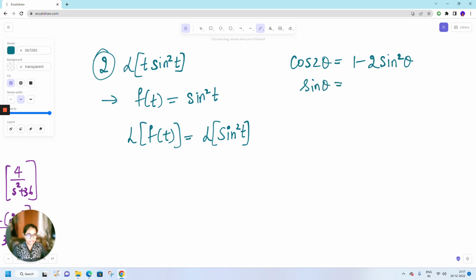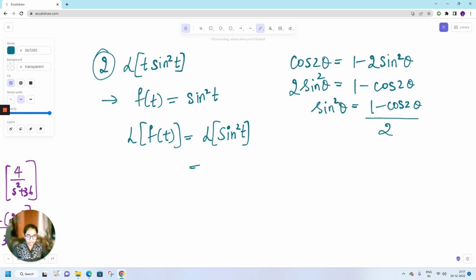If 2 sine square theta goes to the LHS, it would become positive 2 sine square theta. The 1 will remain as it is, and if cos 2 theta comes to the RHS, it will become minus cos 2 theta. Now what is sine square theta? Sine square theta is equal to 1 minus cos 2 theta divided by 2.